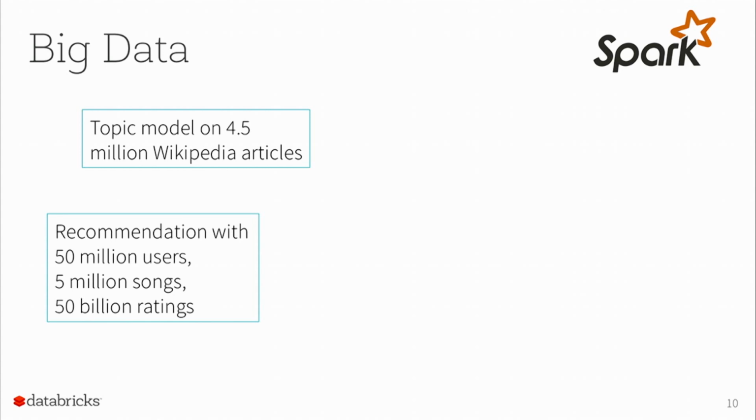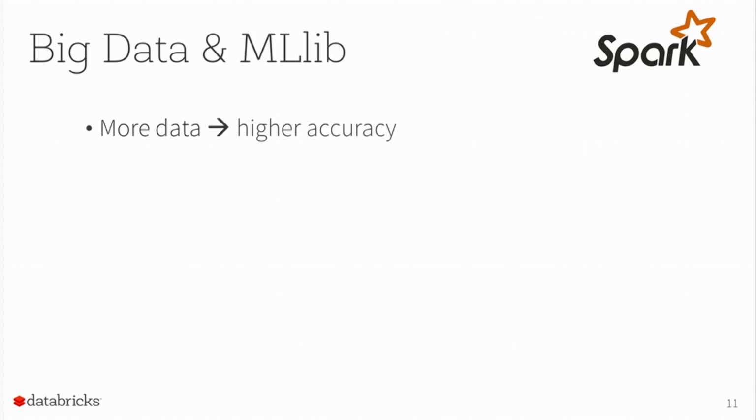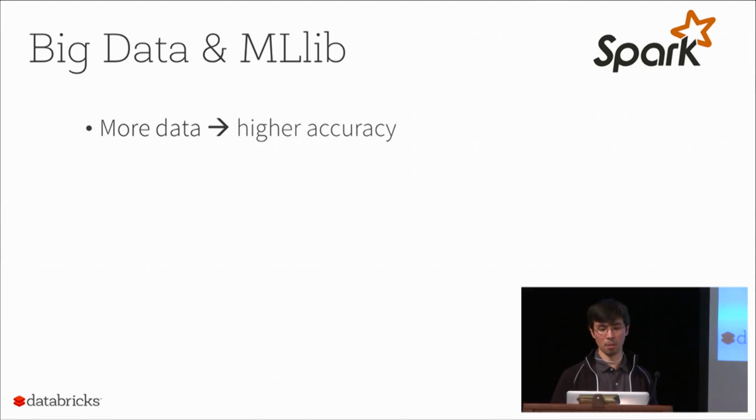The other aspect people look for with big data is to be able to just throw more machines at a problem. Here's a plot looking at scaling with decision trees in Spark, where there are a number of workers on the x-axis and training time on the y-axis, so lower is better. And as you throw more workers at the problem, things just get faster. And of course, the point isn't just to handle a lot of data. The idea is that more data improves your performance in terms of accuracy or whatever metric on your problem.